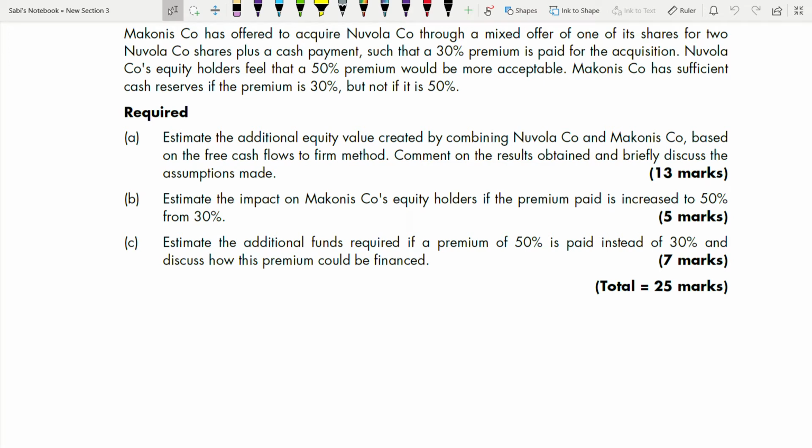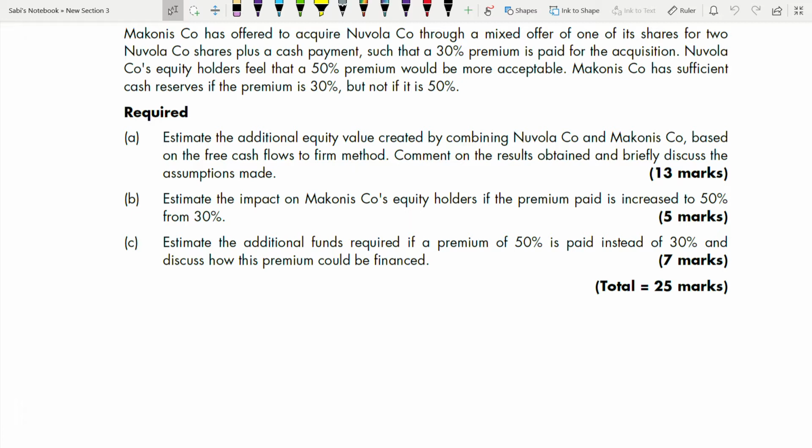Part A, estimate the additional equity value created by combining the two companies based on the free cash flow to firm method. Comment on the results obtained and briefly discuss the assumptions made. Hold on, relax, don't panic. This looks like a very complicated type of question, right? They're talking about free cash flow, they're talking about comment, they're talking about assumptions, they're talking about additional equity value.